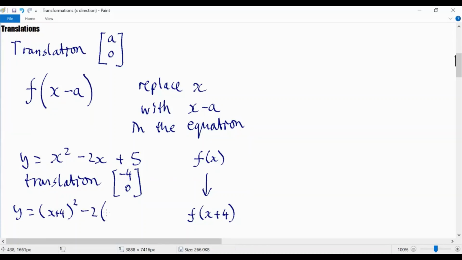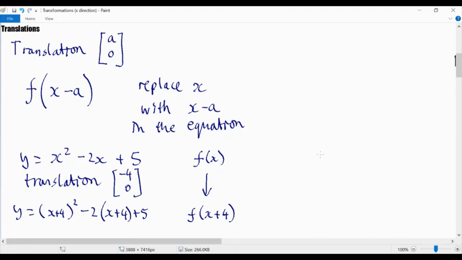Then take away 2 lots of, it was x before, but now it's going to be x plus 4, and then plus 5. Now, if you wanted to, you could multiply out the brackets and simplify and get what the quadratic looks like. However, if you do that, it does become a lot more difficult to spot the transformation that's occurred. But that's, by the way, why completing the square exists for quadratics in particular, as it's an easy way to rewrite it in terms of these brackets with the squareds to then see what's happened.